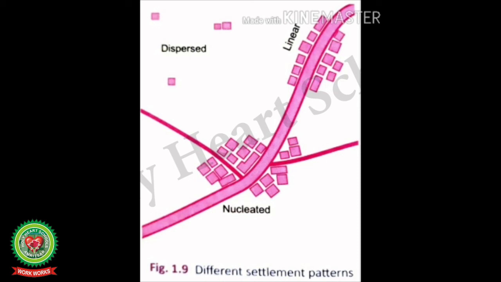What is nucleated or clustered settlement? These are shown in red color. Here one can see permanent huts in clusters with a post office, hospital, school, temple, and mosque. What is linear settlement? They are found on either side of a road or river. They generally develop because of communication facilities which help in developing trade. And the third one is scattered or dispersed. They are found in remote areas or far away places. Here only two or three permanent huts may be found.